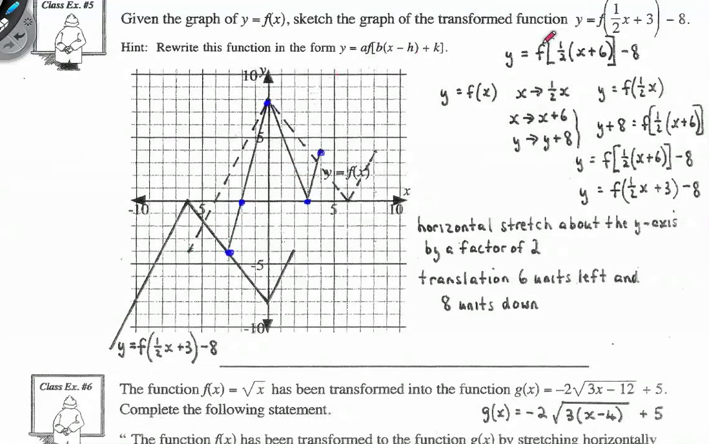Well, we can think about what's happening in the order. A seems to be 1, so nothing happens. B is a half, so that means a horizontal stretch by a factor of 2. And what else is happening? We're shifting it left by 3. Oh, yeah, sorry. This is a little bit trickier now that I remember.